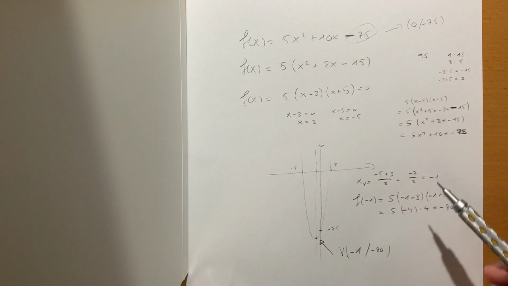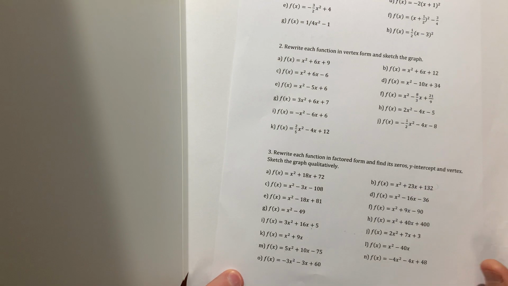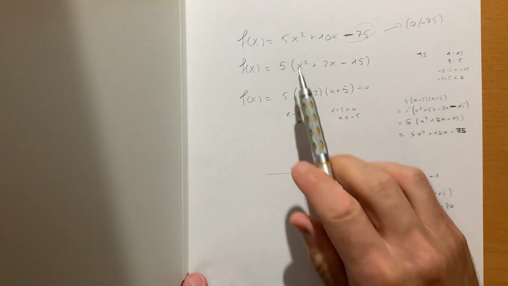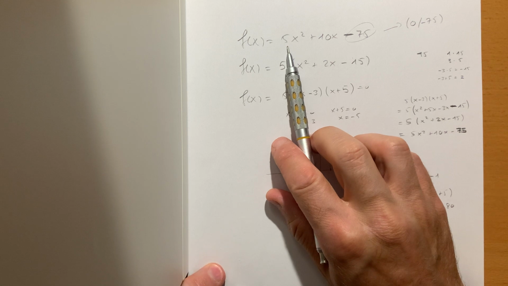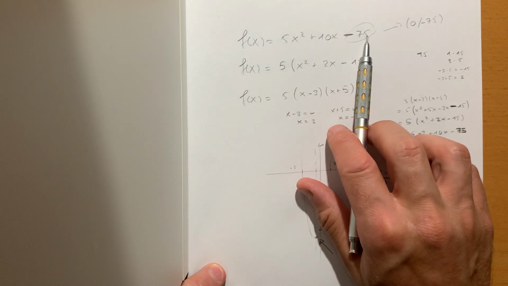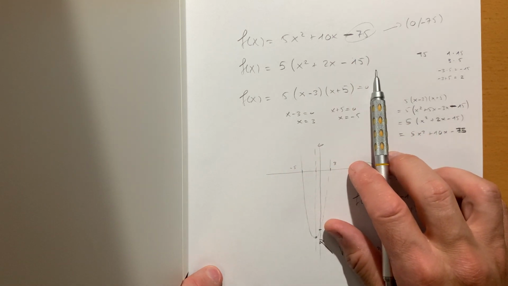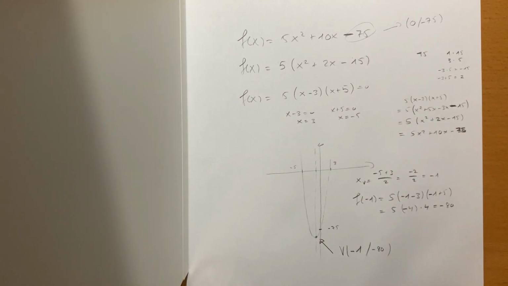I hope you can see it's different. It's not the same thing as this one here, but because you can factor out 5, because all three coefficients are divisible by 5, it makes it a bit easier. That's why it's this simple.